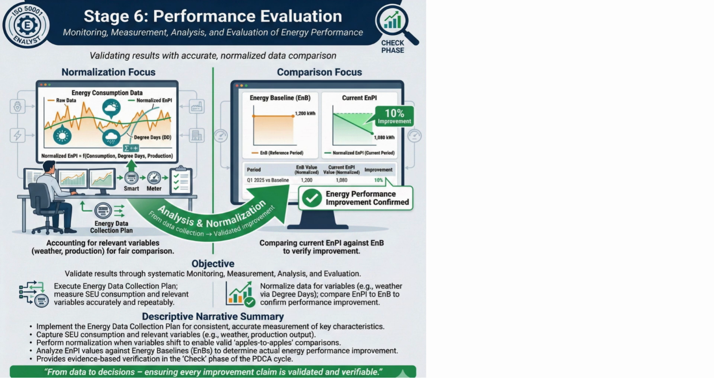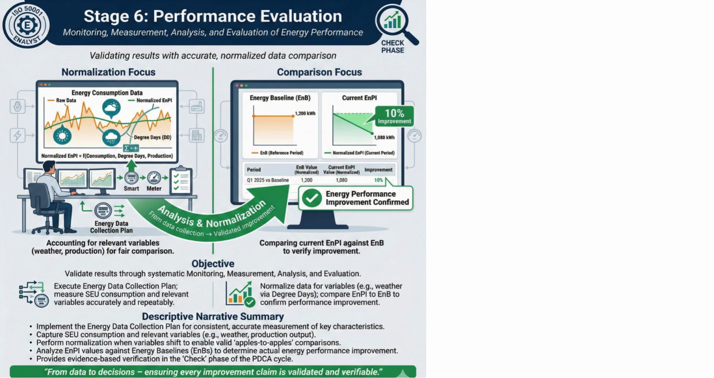We're measuring key characteristics accurately and repeatably, SEU consumption, plus relevant variables like production output, or, as shown here, weather patterns using degree days. If those variables shift, for example, an unusually cold winter increases heating demand, we perform normalization. This adjusts the data to ensure a fair, apples-to-apples comparison, removing the influence of external factors.